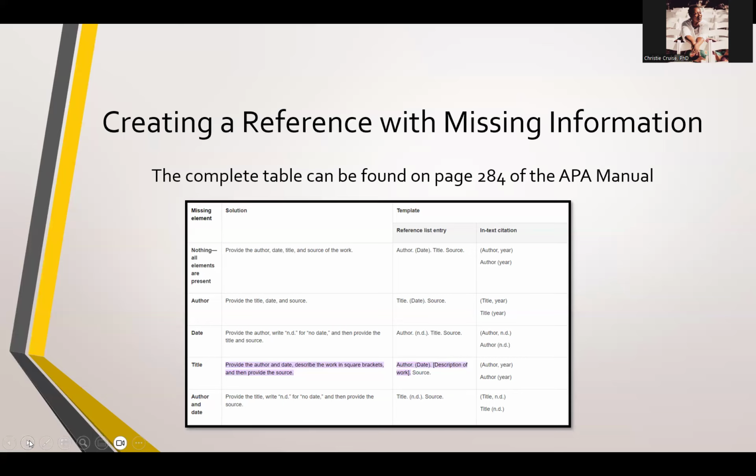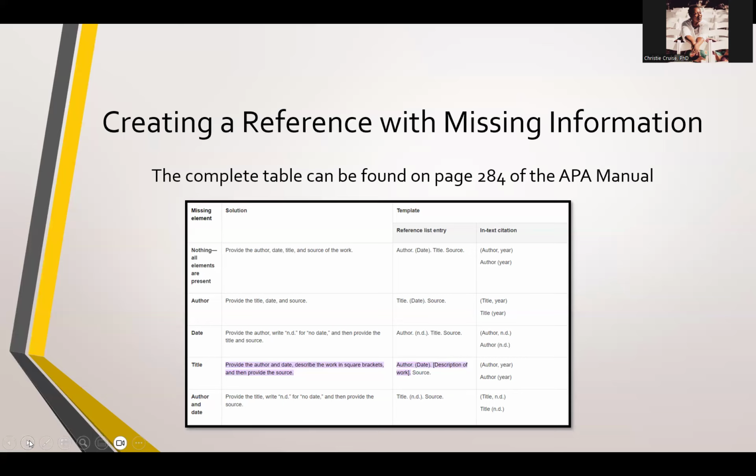Let's say the title is missing. You want to provide the author and the date, and then you want to describe the work in square brackets. And then you want to provide the source. Let's say there's no author or a date. You want to do the title. So the title just moves up in the sequence. You want to do N period, D period for no date. And then you want to include the source.